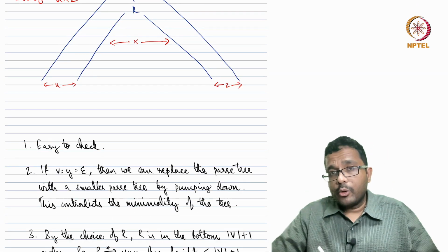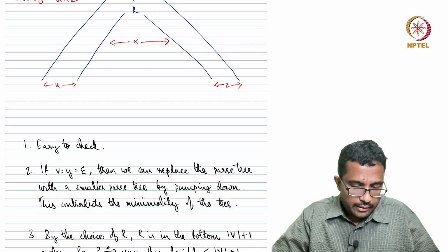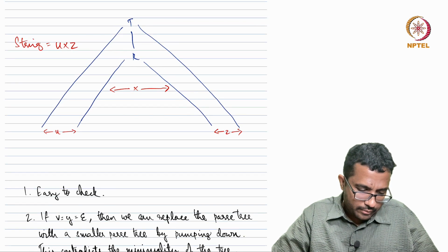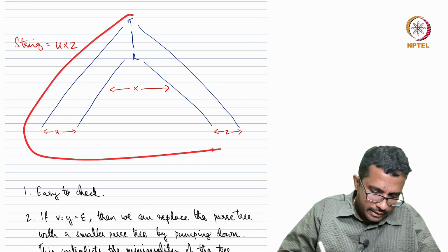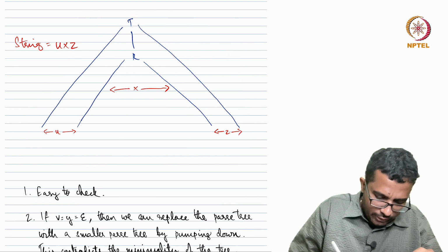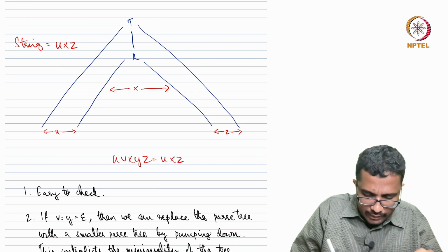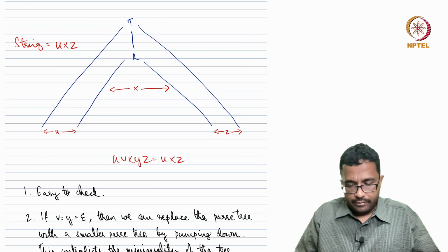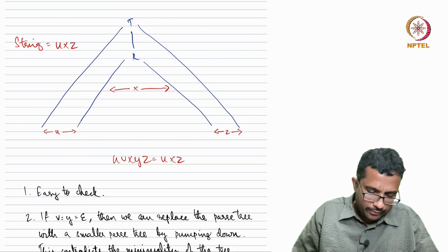Suppose v and y were both empty. Then that means that, for this particular parse tree that we have, if v and y are both empty, then u, v, x, y, z is equal to u, x, z.